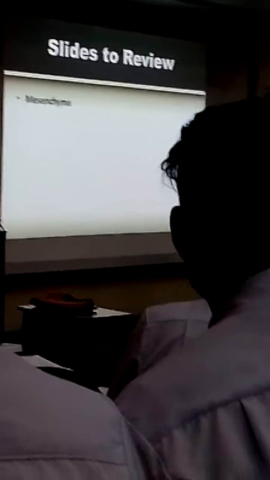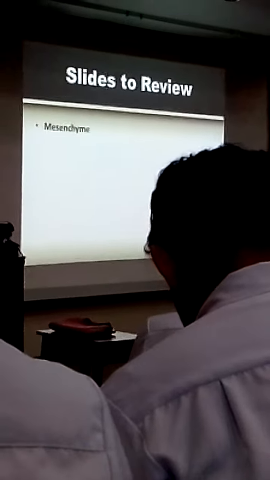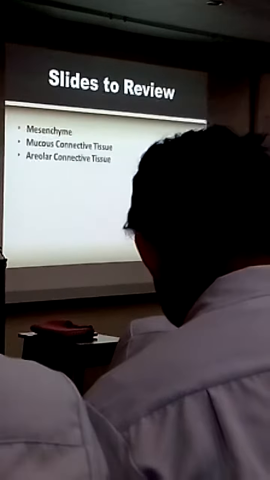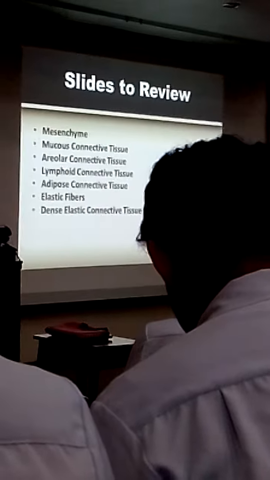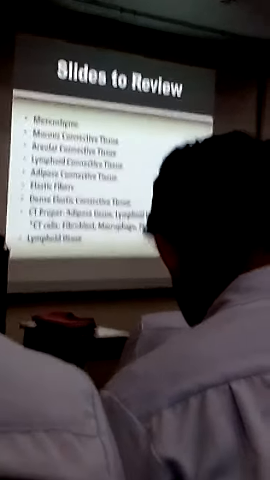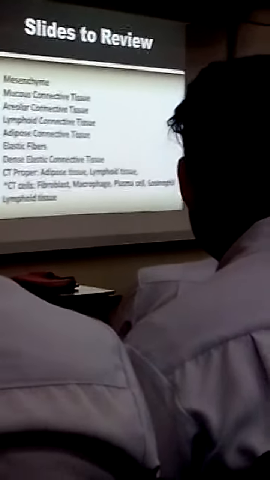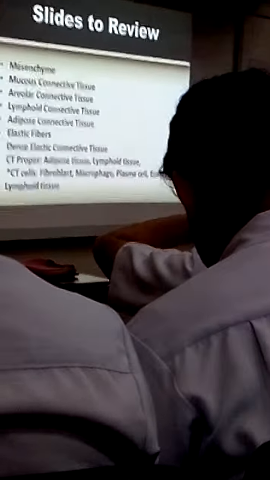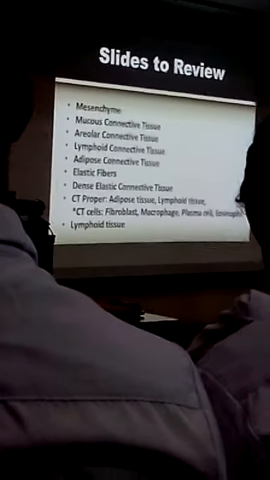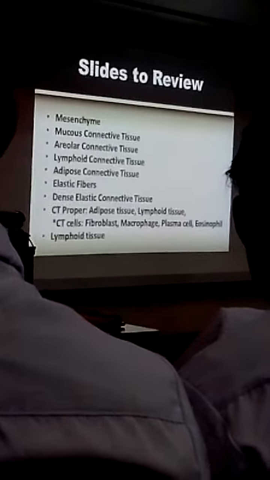Today we'll be having histolab, and the other half will be having their small group discussion. For those going to have histolab, we'll be reviewing mesenchyme tissue, which is the very first tissue that I showed you. Mucous connective tissue, areolar connective tissue, lymphoid connective tissue, adipose, elastic fibers, dense elastic connective tissue, then connective tissue proper with the connective tissue cells: the fibroblasts, macrophages, and eosinophils. These are the ones that you'll be reviewing. You have your manuals to guide you, and we are there in the histolab if you have any questions or clarifications that you would be needing.